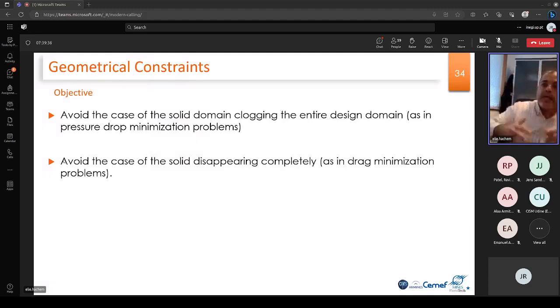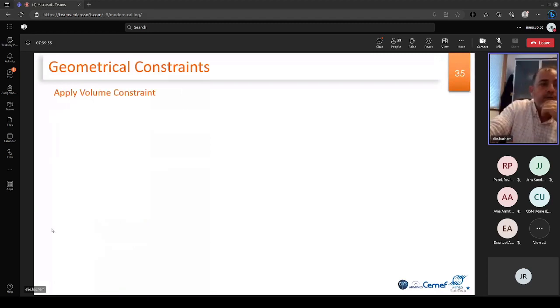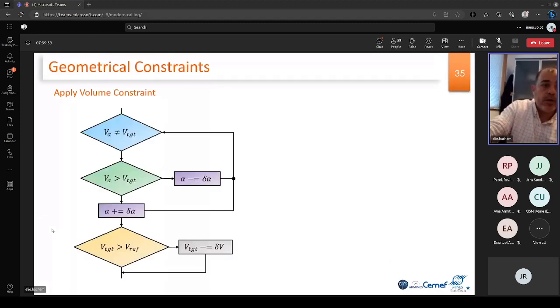So we can add a checkpoint that is going to check the volume of your material that you are driving from one iteration to another iteration. And it's very simple to compute, but it's related to the Heaviside of the level set. So all the framework now is connected. You can compute it that way. And finally, you can apply a volume constraint with a simple if-then-else algorithm.